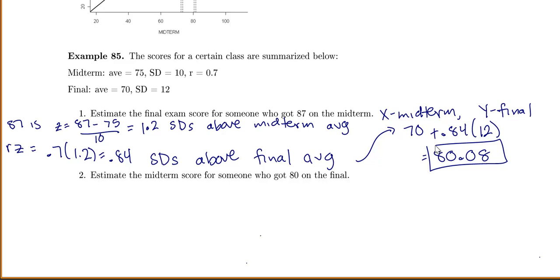So if they got an 87 on the midterm, our best guess, or the average for all the people who got an 87 on the midterm, should be about 80.08. Now let's change that up. Let's do the same process, but now we want to estimate the midterm score for someone who got an 80 on the final. So now we're switching our x and y variables. So now we want to predict the midterm score. So y has to be the midterm. And x is what we're using to predict it, so we're using the final scores to predict the midterm scores.